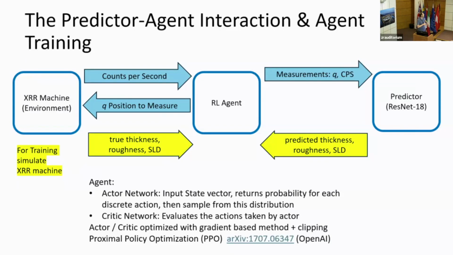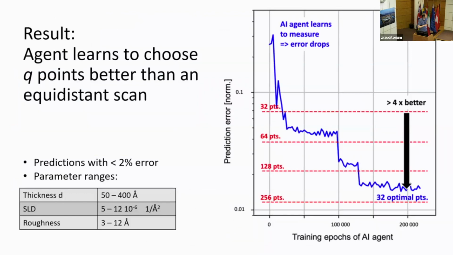One trick is that we simulate our X-ray machine, so we can do loads of experiments and do this quickly. I'll show you the results. So these are the errors we get if we measure 32 equidistant points or 256 equidistant points. Here our agent starts to learn and measures. Now we let it move until it measured 32 points.